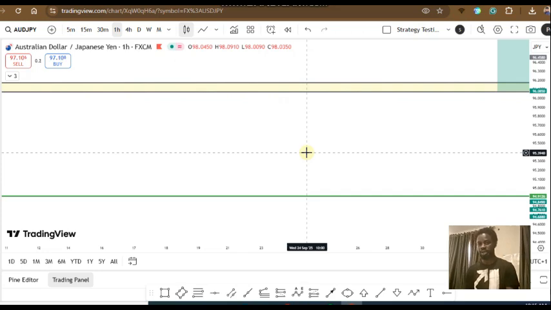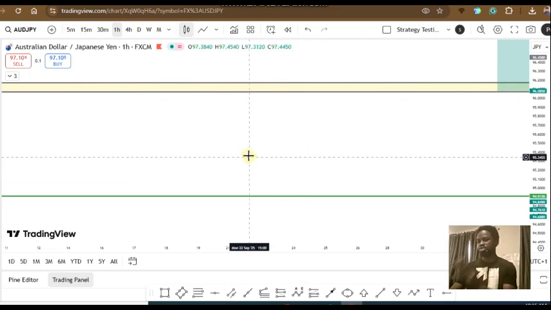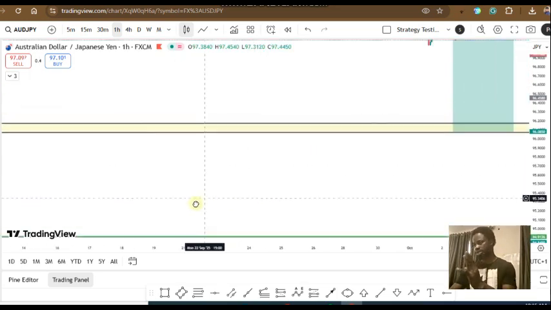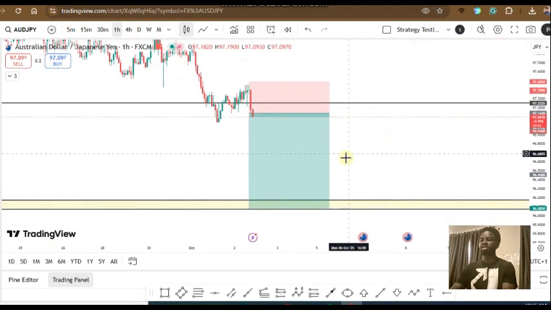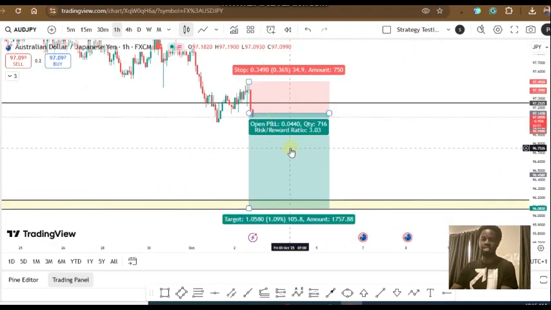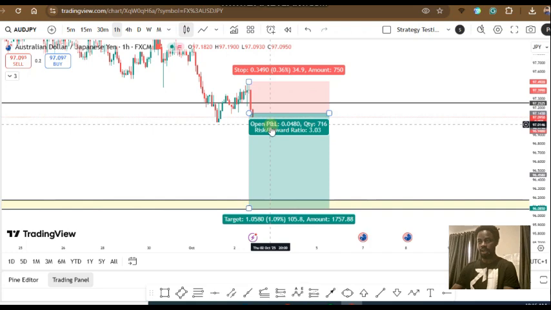I have AUDJPY, and that's what I'm going to be explaining on how you can identify the direction of the market. I'm not going to be explaining with a rough chart. I'm going to be explaining with the live chart so you can understand what I mean. At first, let me show you the setup. This is AUDJPY, and this is the sell trade. I just dropped the signal in my trading community now, so you can check it.